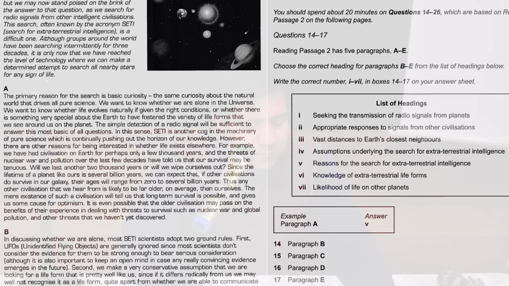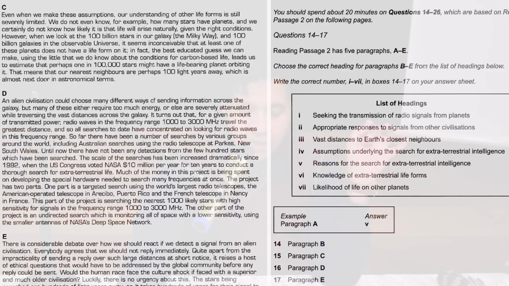Then we have paragraph B. In discussing whether we are alone, most SETI scientists adopt 2 ground rules. So they talk about 2 ground rules, 2 assumptions, 2 rules, 2 ways. Just underline that, and underline UFO as well. Paragraph C. Even when we make these assumptions, our understanding of other life forms is still severely limited. So he says our understanding of other life forms is still severely limited. We don't know much. And in this paragraph, underline 100 billion, 100,000, Milky Way and all that.